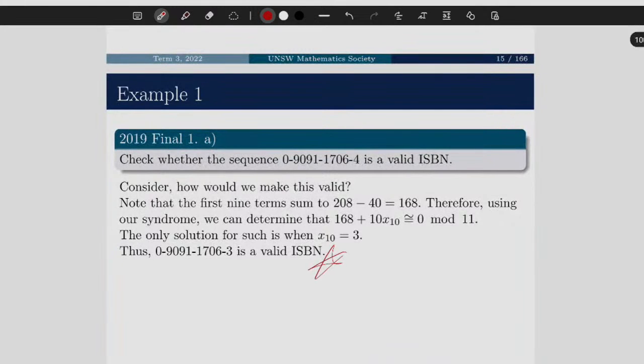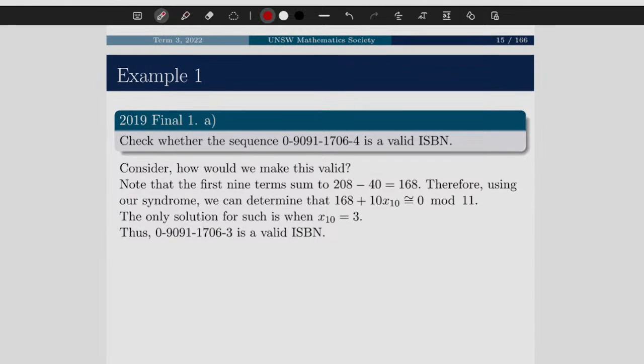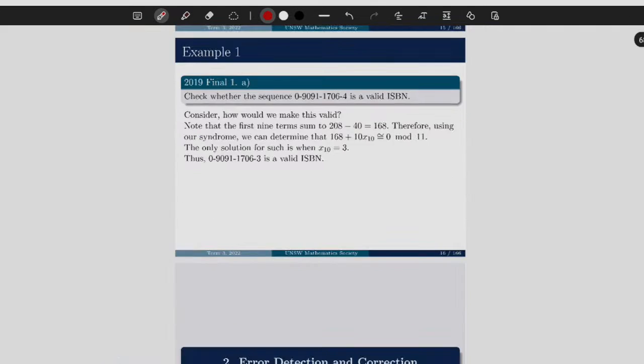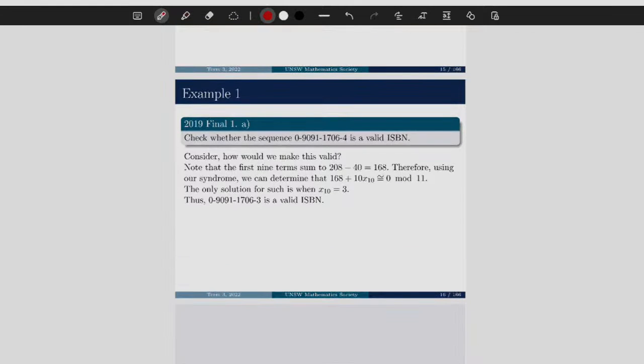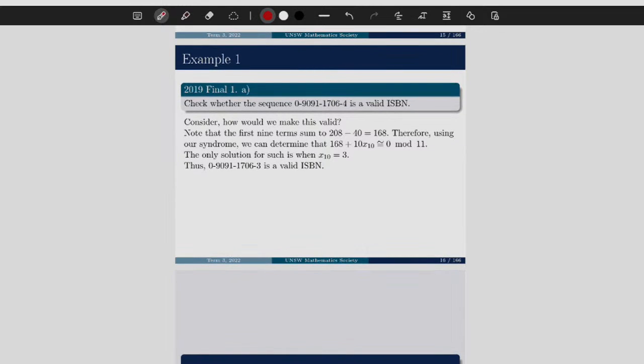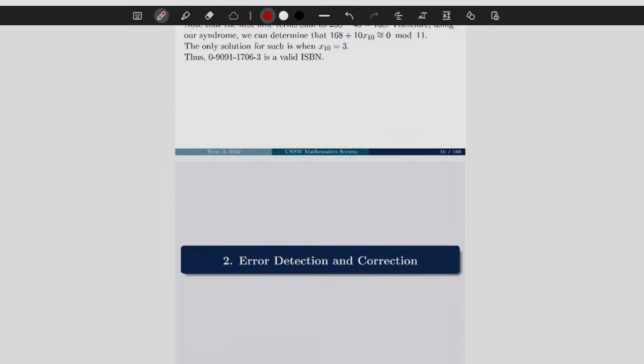Naturally, this working out would change if we didn't know that the 10th digit was the one that was wrong. If it was the 2nd digit that was wrong, or the 5th digit, the working out would shift for that. But that is the end of our introduction. Hopefully that's all good, and if anyone has any questions, please pop them into the chat. Otherwise, I'm going to jump straight into chapter 2.